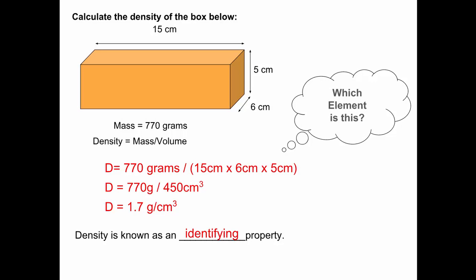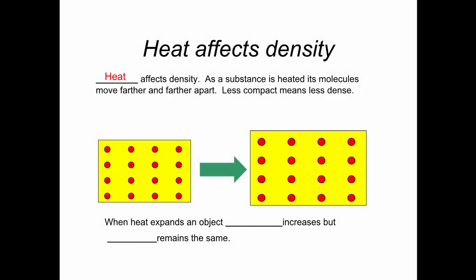So how does expanding volume change an object's density? Imagine the formula: mass divided by volume. When you heat something up, do you change its mass? No. But if it expands, are you changing its volume? Yes. So what happens to its density? It decreases. The molecules are less compact. They're more spread out as you heat up the substance. So it does affect density. Volume increases, mass remains the same, and therefore the density decreases.